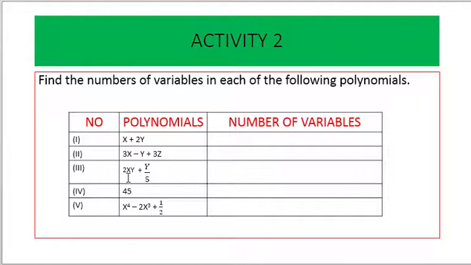Here are 2 variables. So you will put 2 here. This is 45. 45 is a constant and here there is no variable. So you will put here 0. Here is x to the power 4. Here is also x. Here there is 1 variable, that is x. So you will put here 1. So in this way you will solve activity number 2.